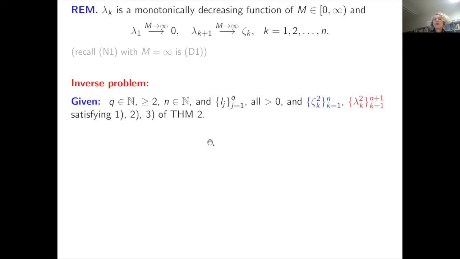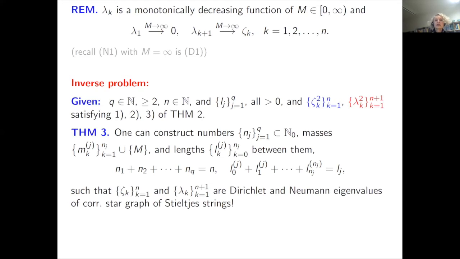Question is, can we now find the number of masses on each string and the distributions of these masses on each string, so that these are the Dirichlet and Neumann eigenvalues? And the answer is yes. One can construct the numbers nj of masses on each string, and then all the masses on the strings, including the central mass, and all the lengths between these masses, so that we get the total number n, the prescribed one, and the lengths add up to the total length of each string. And in such a way that the given sequences are the Dirichlet and Neumann eigenvalues of the corresponding star graph of Stieltjes strings.